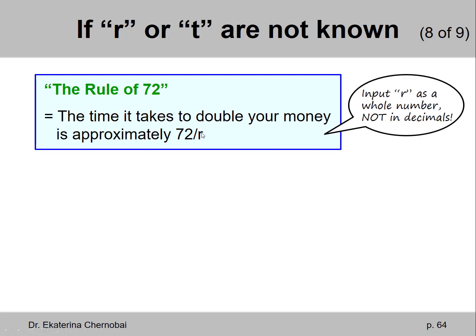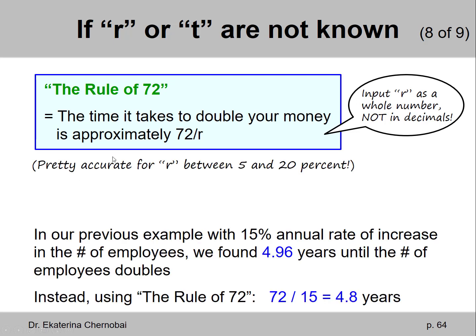R should be used not in decimals, without the percent button, just the interest, the growth rate, the rate that is given. For example, in the previous problem with the number of employees, the rate of growth was 15%. So to use the rule of 72, you take 72 and divide by 15. 72 divided by 15 gives 4.8.